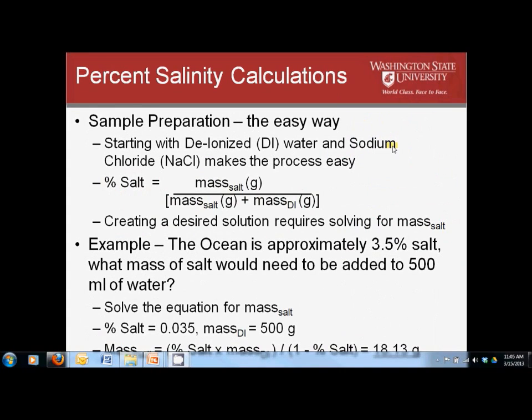Let's take a quick look at the salinity calculations. Again, this is pretty simple stuff, but let's give it a quick review. We're going to start primarily with deionized water and our sodium chloride solutions.